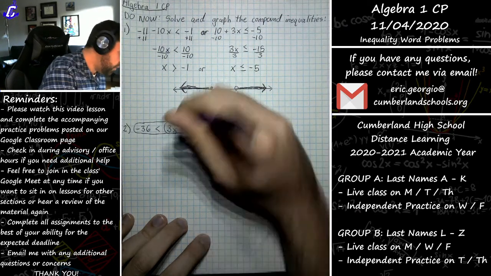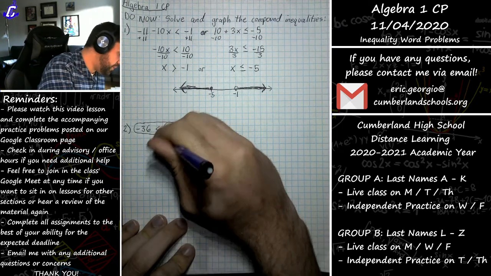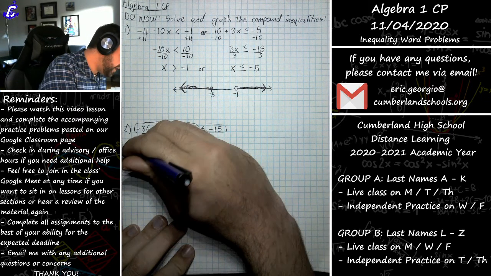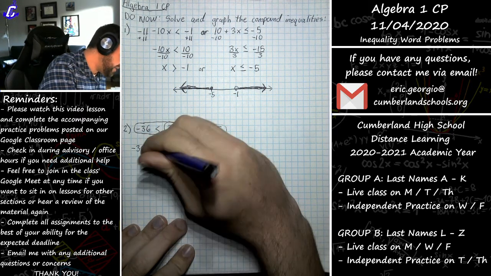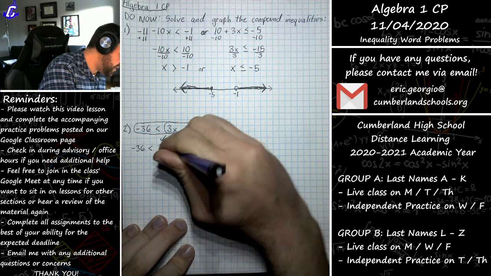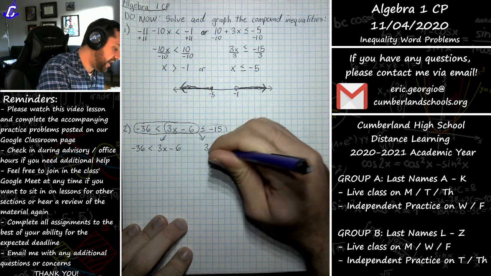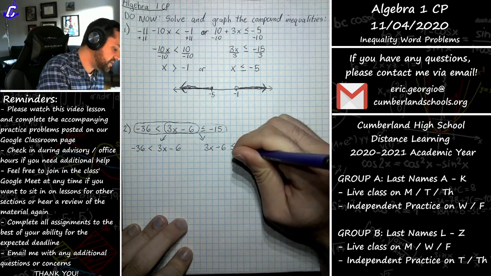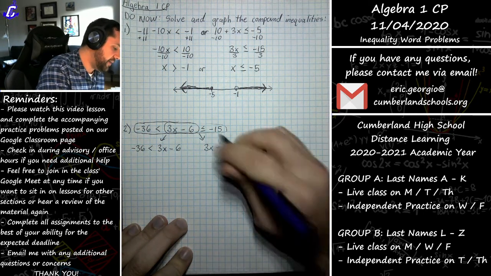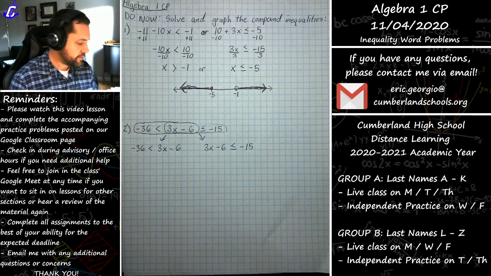Okay? So with this first inequality, I'm going to pull it apart over here and say that we have that negative 36 is less than 3x minus 6. And we also have with the second inequality that 3x minus 6 should be less than or equal to negative 15. I was getting ahead of myself with the negative. Okay?